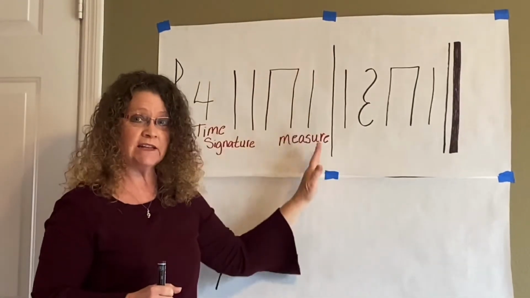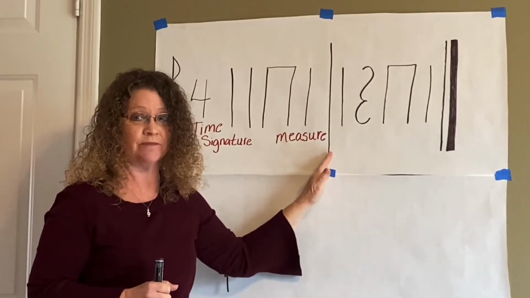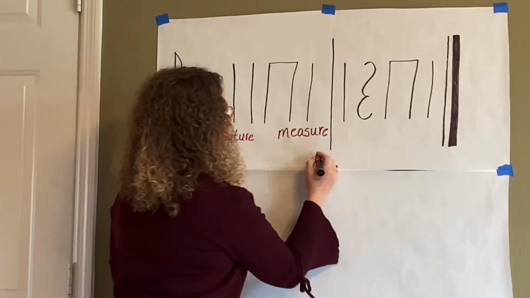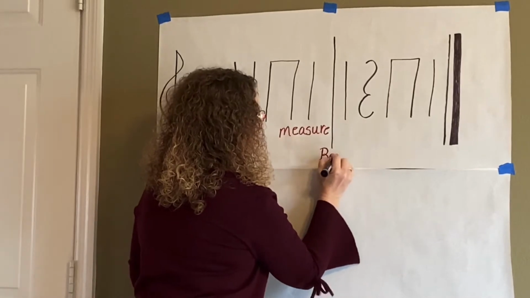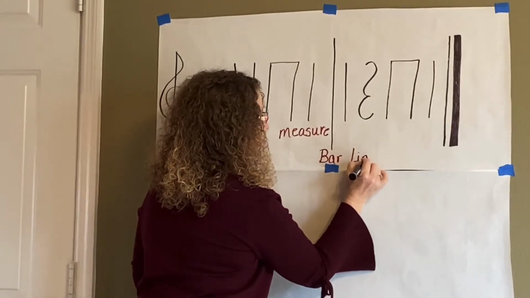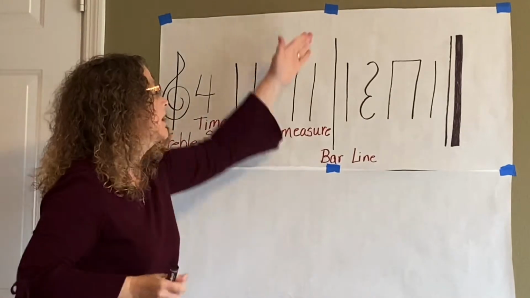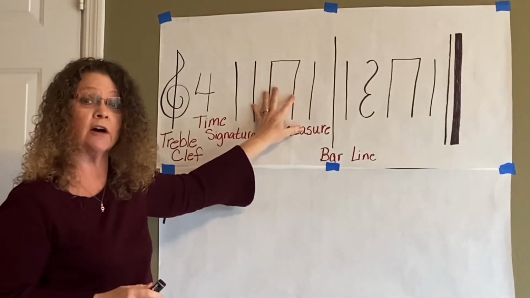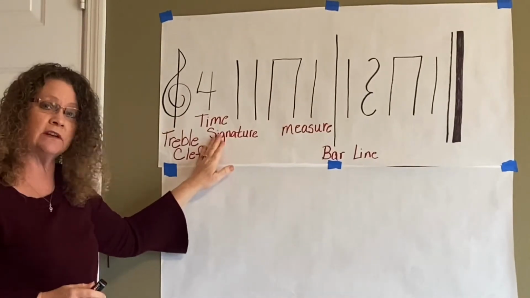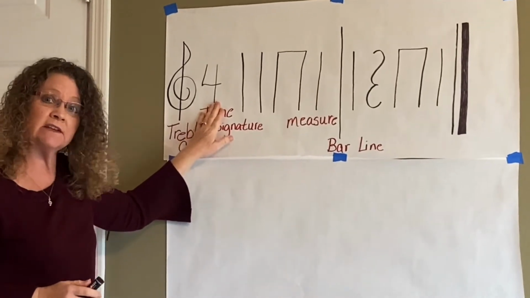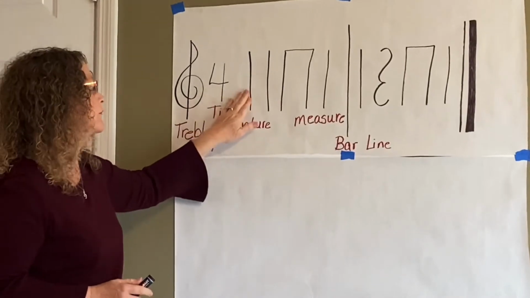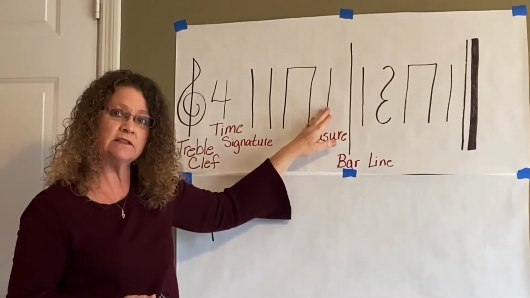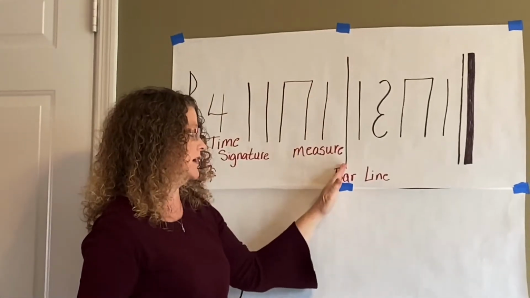This is a dividing line. Do you remember its name? It is called the bar line. The bar line divides up our groups of beats according to our time signature. Our time signature in this example is 4. We have 4 beats using our ta, ti, and rest. And then there's a bar line.